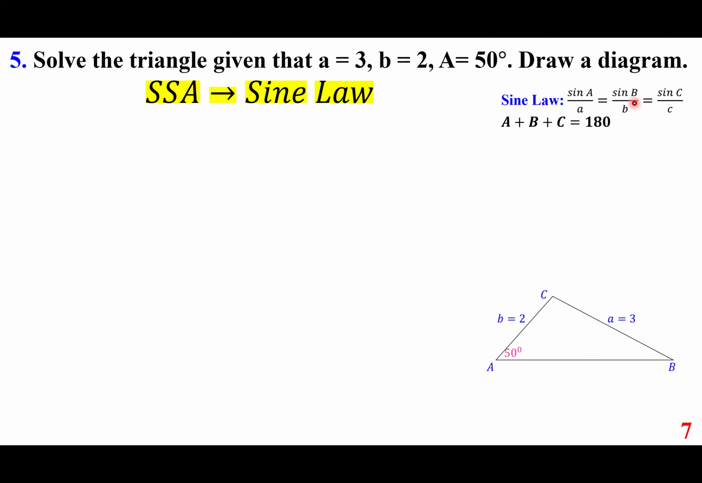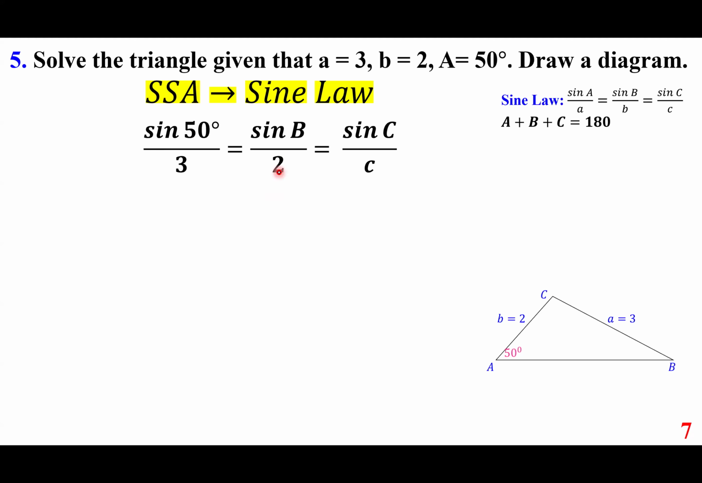Using the sine law and the fact that the interior angles must add up to 180. So we get sine A over a, that means sine of 50 over 3, is sine B over b, that means sine B over 2, is sine C over c, and everything is missing about that. Now, first, we are going to solve this.